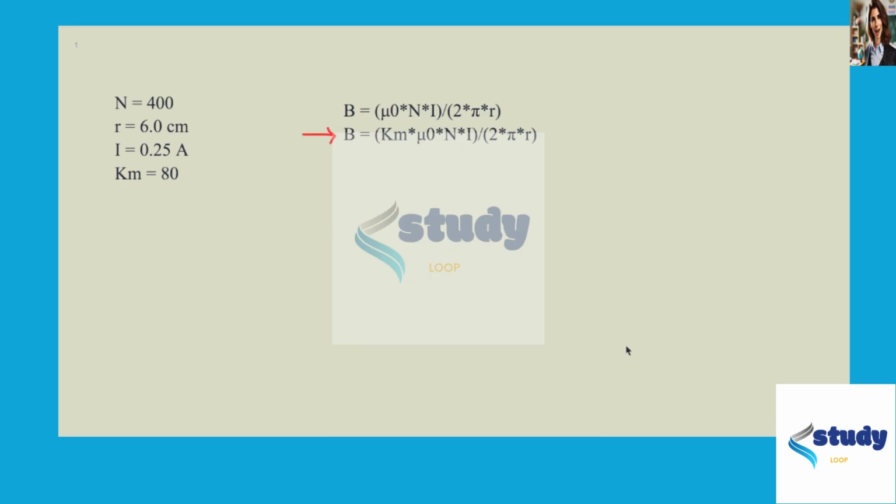All right, we're looking at question 28.52, and here we have a solenoid that's a toroid. So the formula that we want to use to calculate the magnetic field is normally the top one. But since we're told the relative permeability of the core, we're going to want to use this expression instead, where we're replacing this mu naught with Km times mu naught, where Km is this relative permeability.